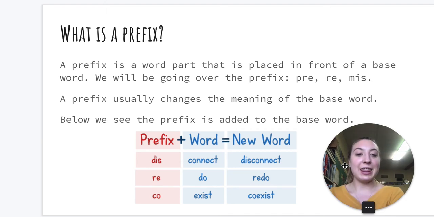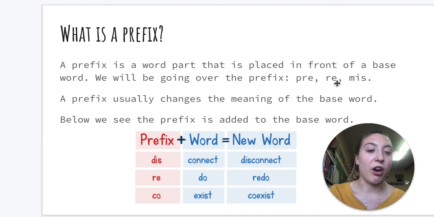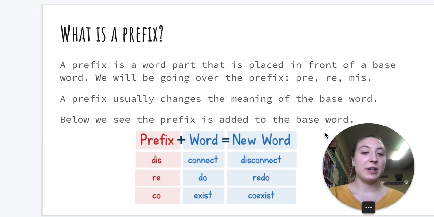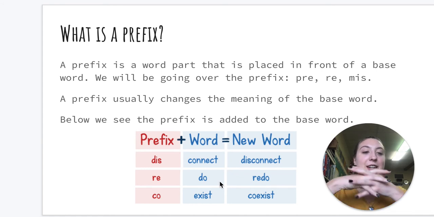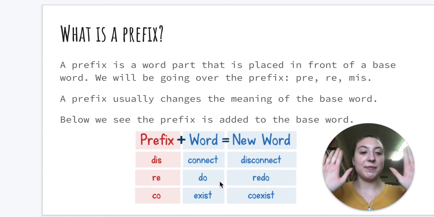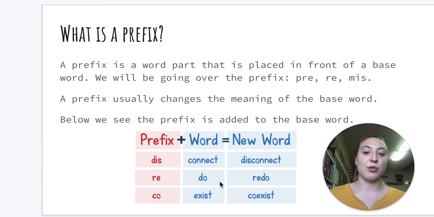So when you add your pre, re, or mis at the beginning of a word, it's going to change the meaning of the word. So below, we can see that a prefix is added to the base word. Here we have the word connect. We're adding the prefix dis. Now, if you add them together, disconnect. And it changes the word. When something's connected, like my hands are connected, if they're disconnected, they're apart. So it's changing the word.